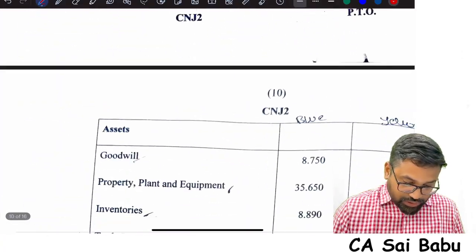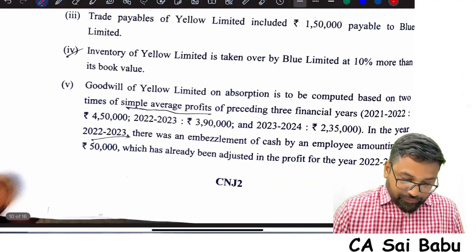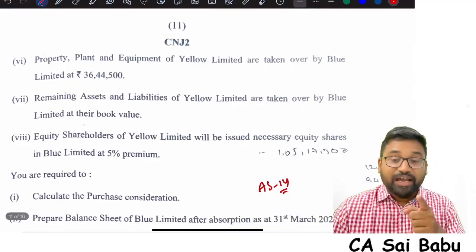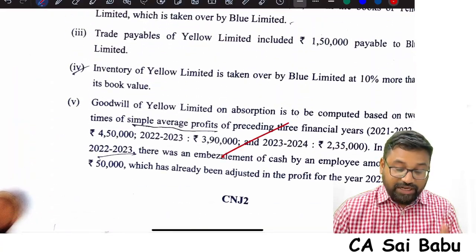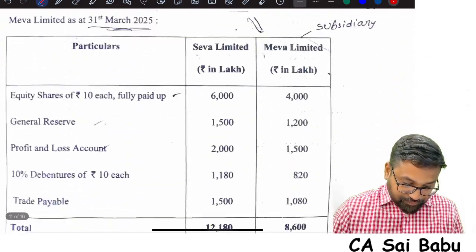Next, fourth question relating to amalgamation. The same type of questions is there in the study material, and I have given in the list of important questions also. In one question, goodwill valuation is there. That question I have given in the list. The same question they have tested.